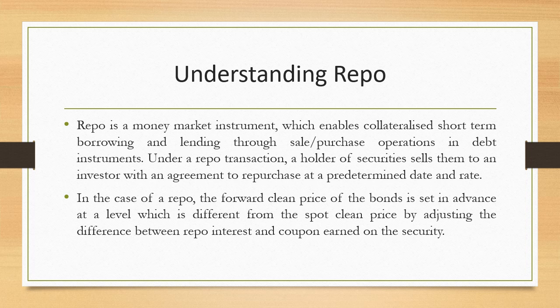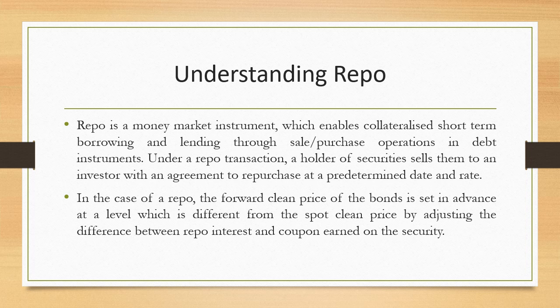In case of a repo, the forward clean price of bonds is set in advance at a level which is different from the spot clean price. So basically the difference in the price of the same instrument at two intervals will decide the interest that you are going to earn. Okay, so this is how the settlement is done. The statement says that in case of a repo, the forward clean price of the bonds is set in advance at a level which is different from the spot clean price by adjusting the difference between repo interest and coupon earned on the security, right? So this is how the concept of repo will work.